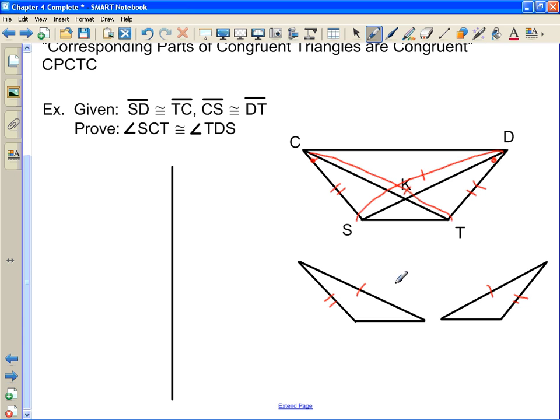So I see I've got two sides, so I'm thinking either side, side, side, or side, angle, side. But this angle here, the included angle, is the one I'm eventually trying to get, so I don't think it's going to be side, angle, side. So maybe it's side, side, side. I need these bottom sides to be the same. This bottom side is ST, and this one is ST, because they're both here. So after my givens, all I really need to say is that ST is congruent to itself by reflexive. And then I've got congruent triangles by side, side, side.